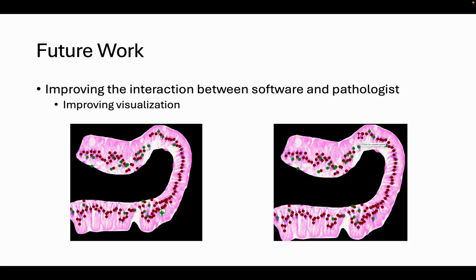In future work, we are trying to improve the software by providing a better visualization. Like we have seen in the previous slides, the cells are represented by bounding boxes, and it is very difficult for doctors to identify whether the predictions are correct or not. So instead, we use dot representation, and once you hover over the dot, it will automatically turn into the bounding box.